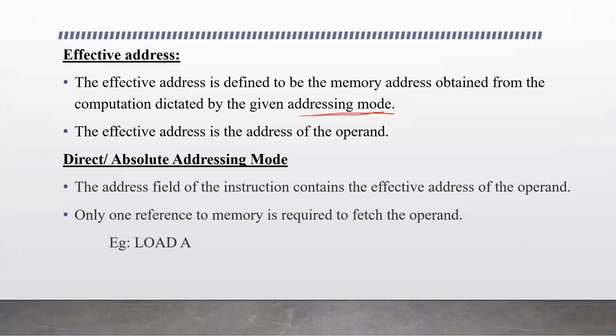As I said, the address given in the address field of the instruction may not be the actual location of the operand. There are cases where we need to find the actual address. When we find the address of the operand, the location where the operand is stored, the actual, final location, that is the effective address. So effective address, in simple terms, is the address of the operand.